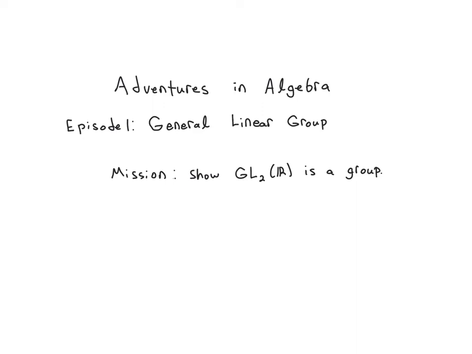Hello, mathophiles. This episode of Adventures in Algebra, we are going to study the general linear group. And we're going to start the process of showing that it is a group. This is going to be a video in two parts. Now, of course, it's not clear what this means right now, but it's the set of 2 by 2 matrices with non-zero determinant.